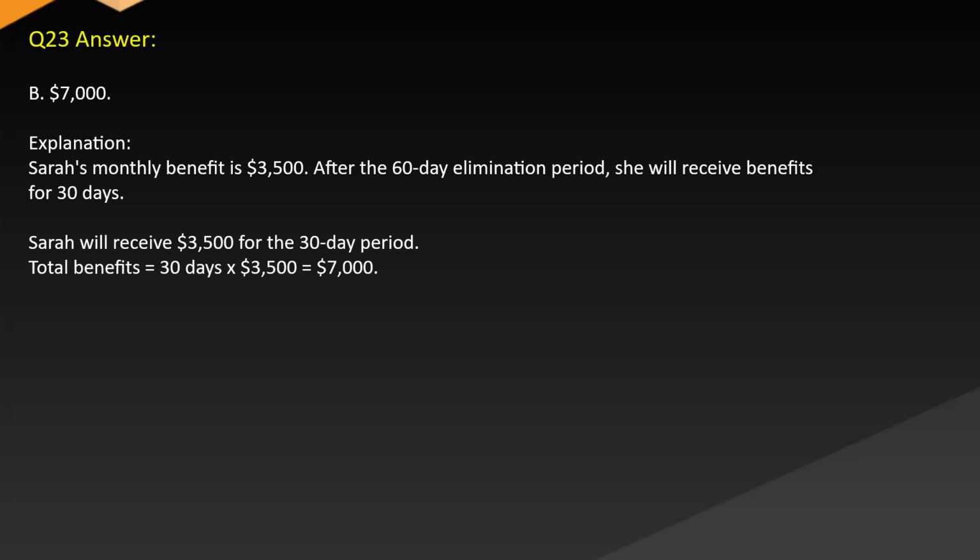Answer B. $7,000. Explanation. Sarah's monthly benefit is $3,500. After the 60-day elimination period, she will receive benefits for 30 days. Sarah will receive $3,500 for the 30-day period. Total benefit equals 30 days x $3,500 equals $7,000.